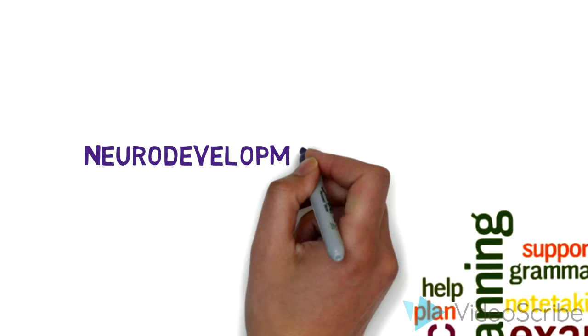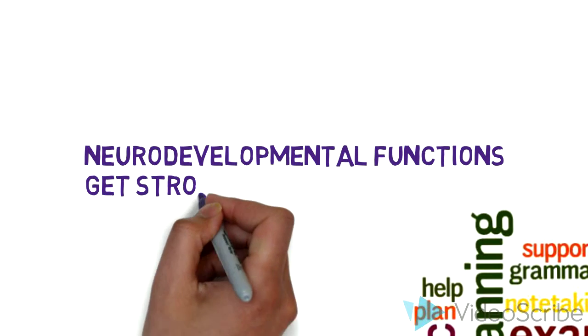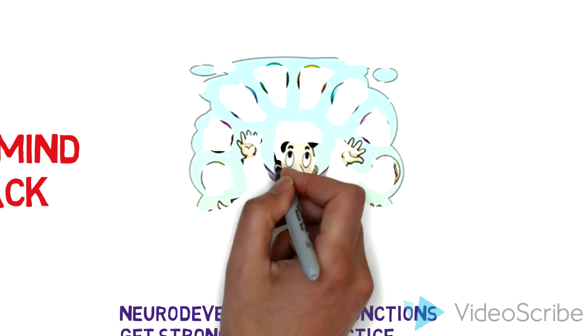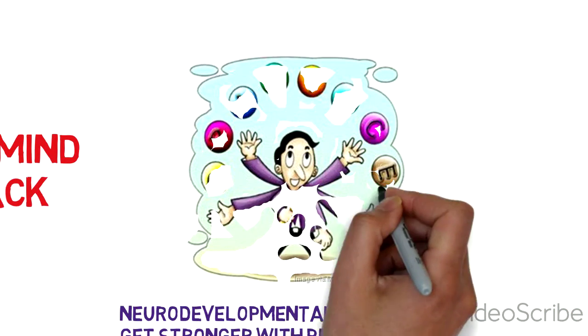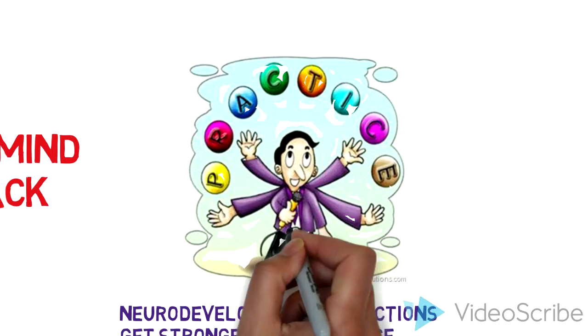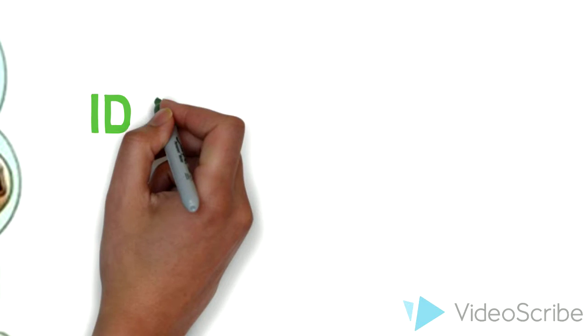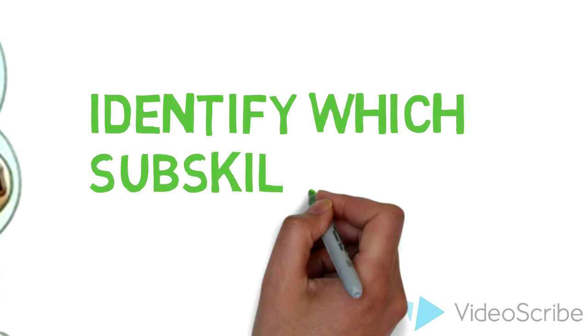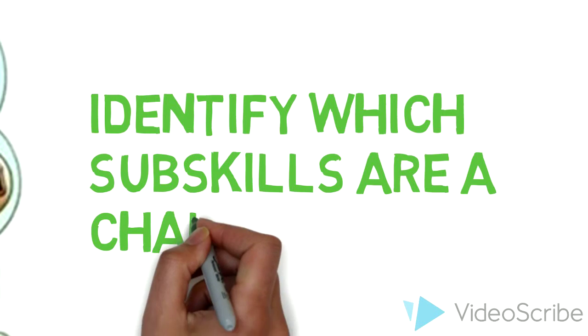Neurodevelopmental functions are stronger when students practice these subskills. Kids who struggle usually practice as little as possible, so the gap widens from their peers who do. For this reason, it's important to identify which subskills are a challenge, and that way we can overcome them.